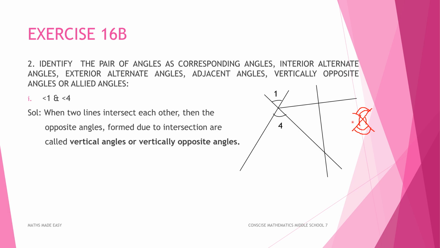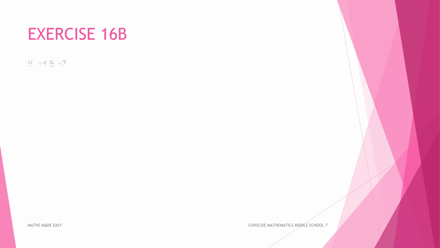The angle this, angle this, these both are vertically opposite angles. Similarly, this angle and this angle, these both will be vertically opposite angles. So therefore angle 1 and angle 4 are vertically opposite angles. Let's move on to the second one, angle 4 and angle 7. Here this is the diagram that they have given. This is angle 4 and this is angle 7.